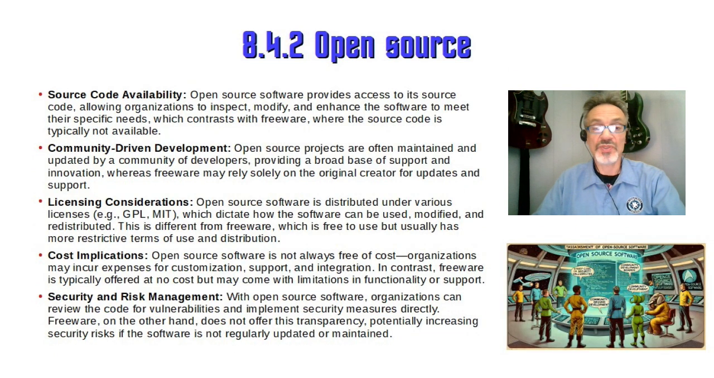8.4.2. Open source software. Open source software offers a lot of flexibility, but it also comes with unique security considerations that are important. Source code availability. Unlike COTS, open source software allows you to inspect, modify, and enhance the source code to meet your organization's specific needs. This transparency can be a security advantage, but it also means that vulnerabilities are publicly visible to attackers as well.